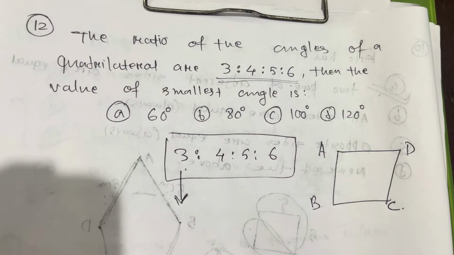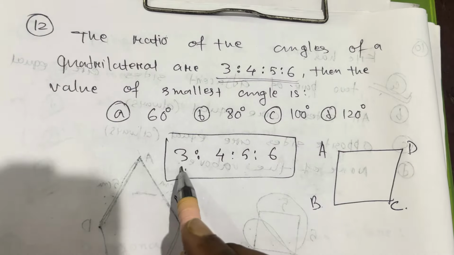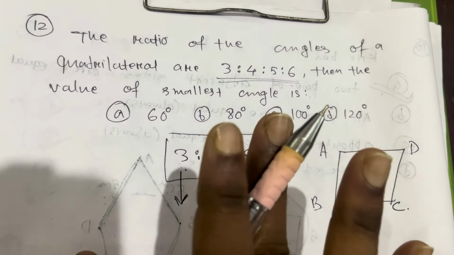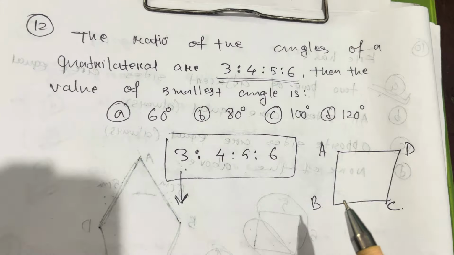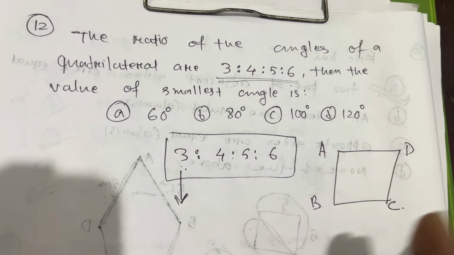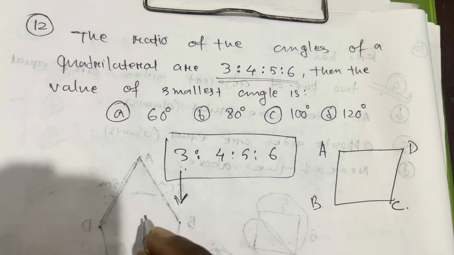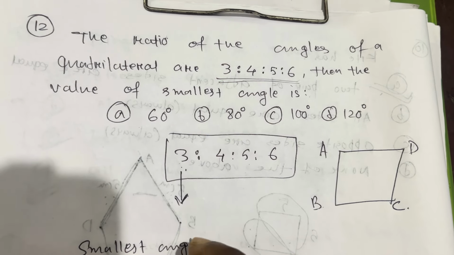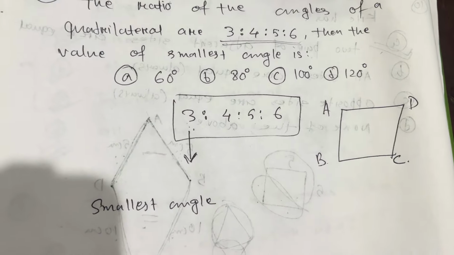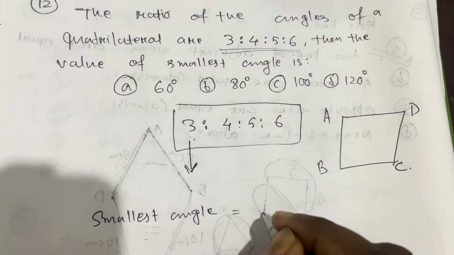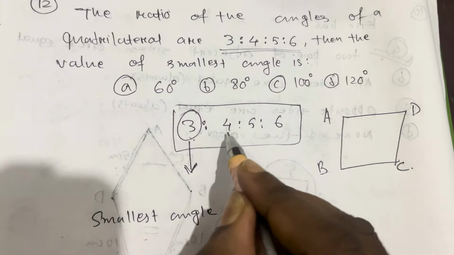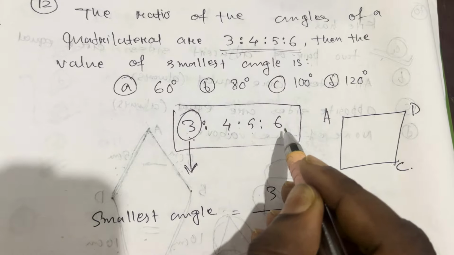3:4:5:6. You need to find the smallest angle. The value of the smallest angle is equal to what? That means you need to find the value of ratio 3. Because the smallest value contains the smallest ratio. So how will we find the value of the smallest angle? The smallest angle is equal to 3 out of the total ratio. The total ratio is what? 3 plus 4 is 7, 7 plus 5 is 12, 12 plus 6 is what?